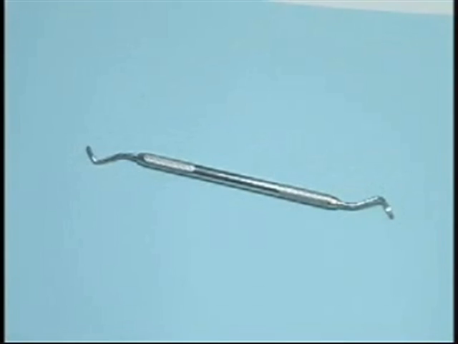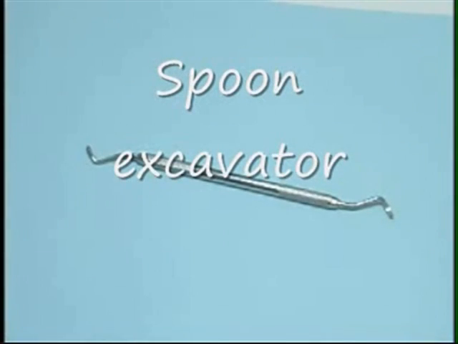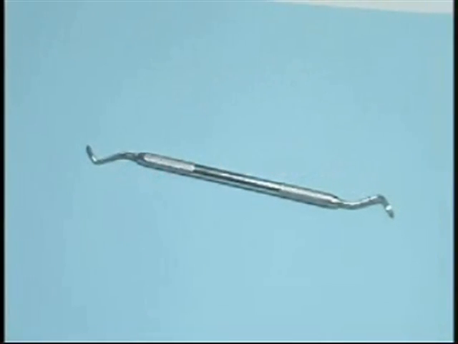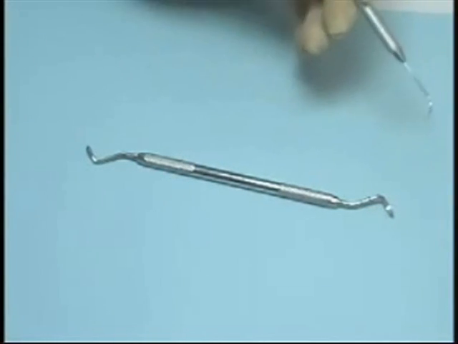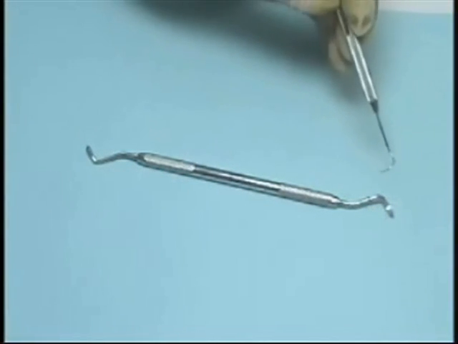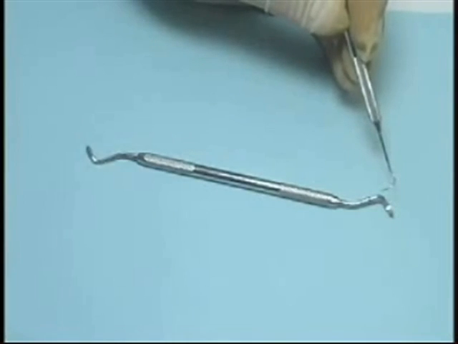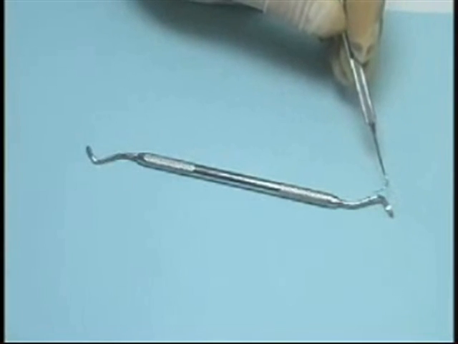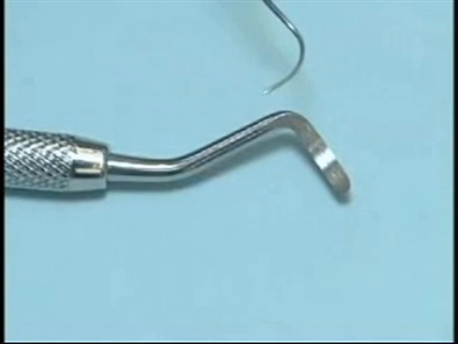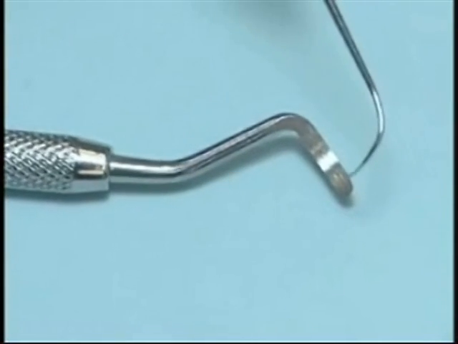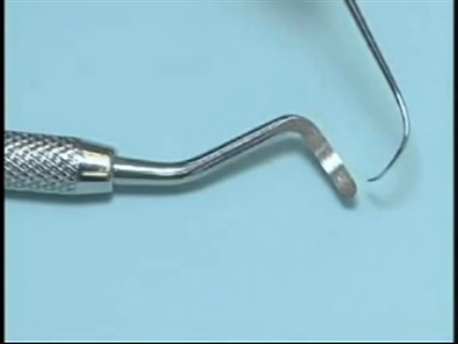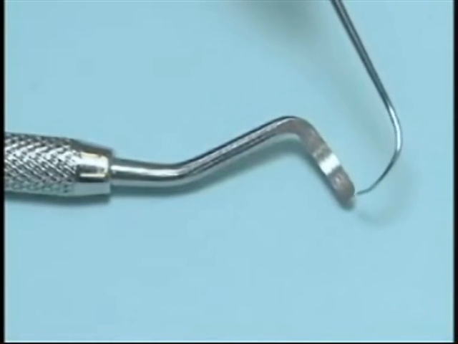The spoon excavator is another member of the hatchet family. There are two distinct differences between the spoon excavator and hatchet. First, the blade of a spoon excavator is curved to accentuate the lateral scraping motion of this instrument. Second, the cutting edge of the spoon excavator is rounded. At the present time, the spoon excavator is used for removal of caries.